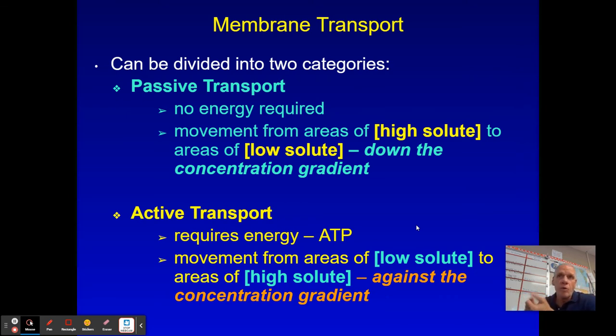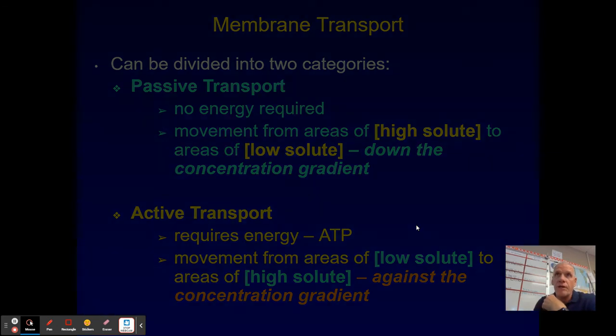Active transport requires energy in the form of ATP. You're going in the opposite direction from a low solute concentration to a high solute concentration. You're moving against the concentration gradient. So you're pushing the rock up the hill, or another analogy, passive transport would be floating down the river, whereas active transport would be swimming up the river against the current. Okay, it requires a strong input of energy.